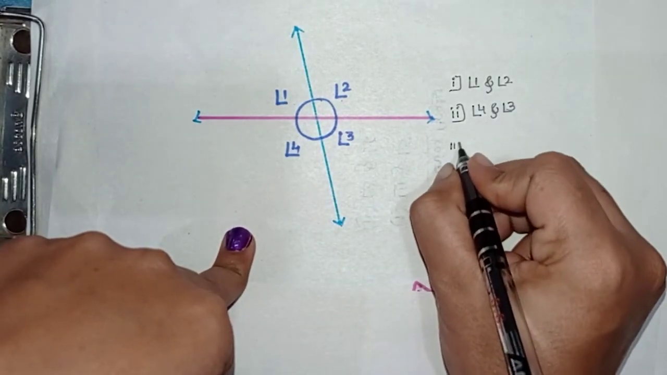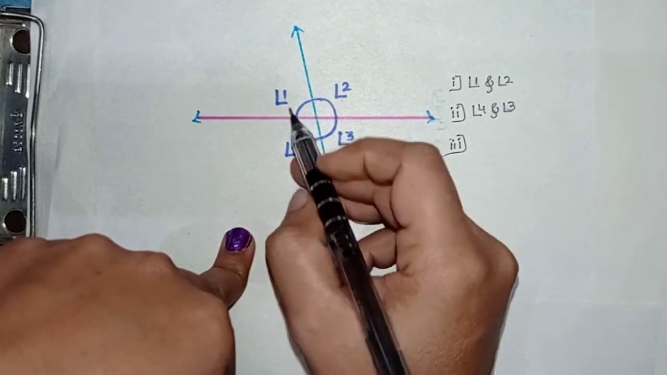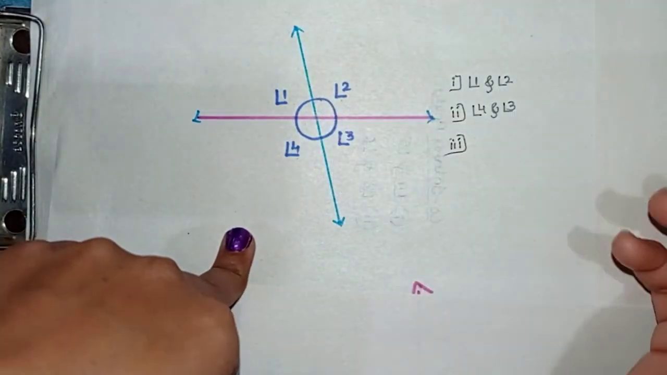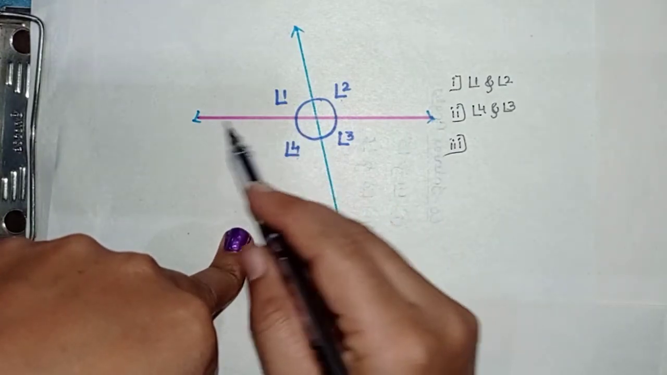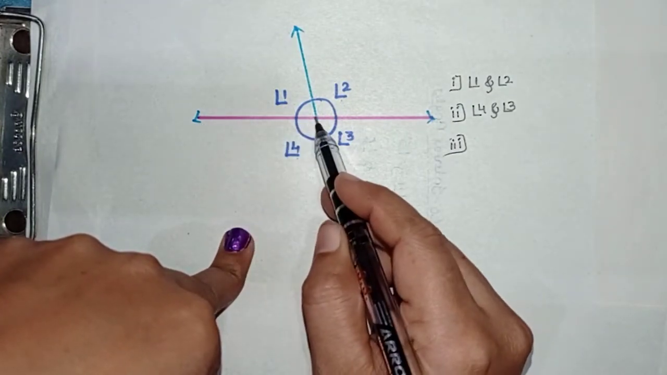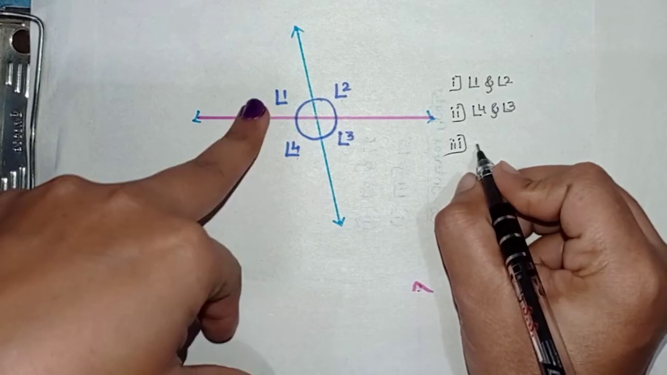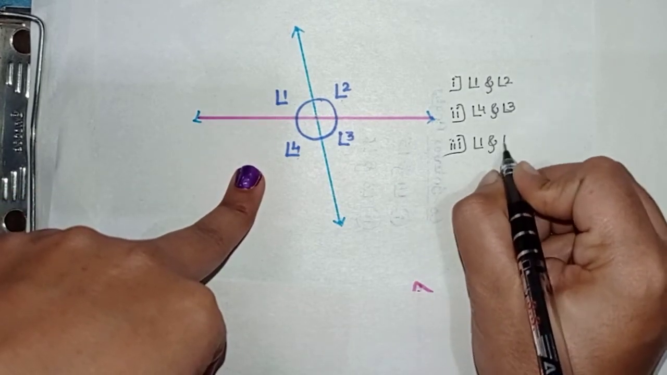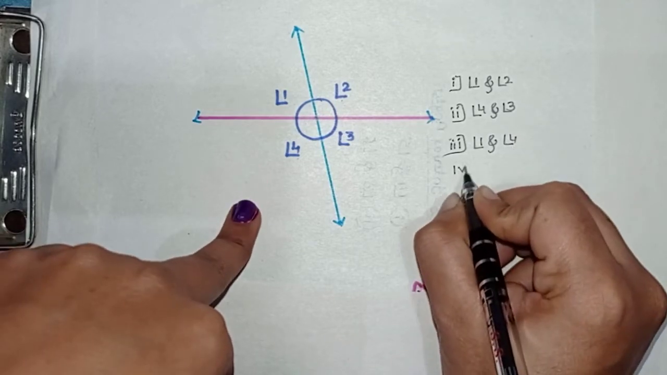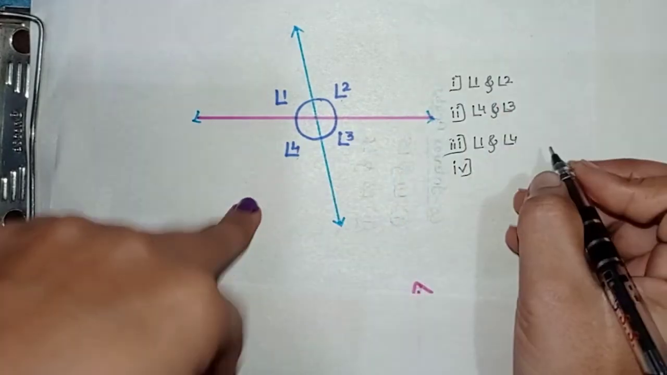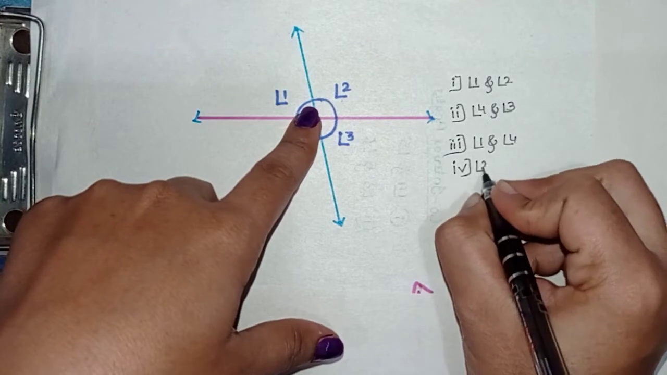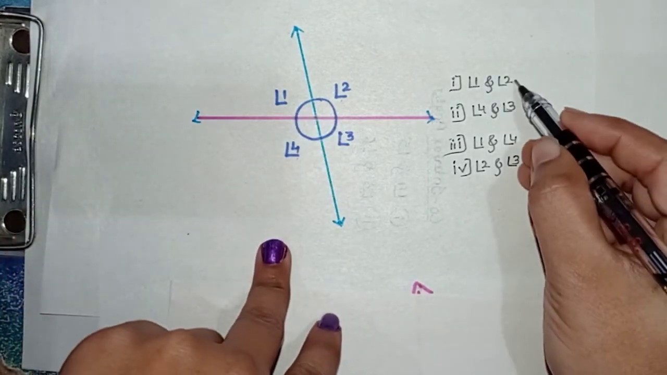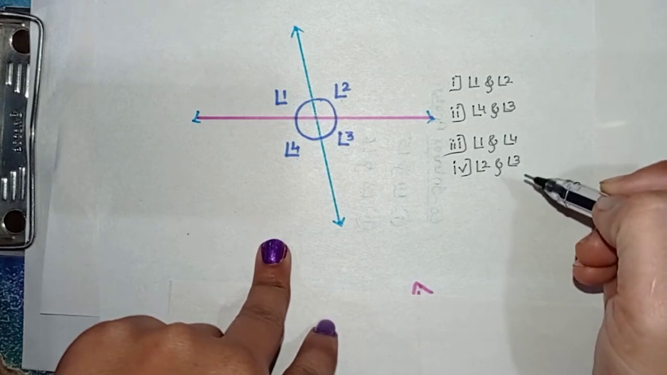And one more pair you can find like this: angle 1 and angle 4. If we assume this blue line as a straight line, this is the common ray, the pink color ray on this point. Again we will find angle 1 and angle 4 as linear pairs. One more pair we will find on this opposite side: angle 2 and angle 3. Here there are totally 4 pairs of linear pair of angles.